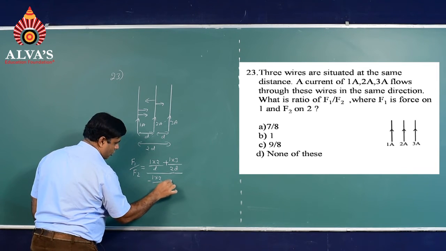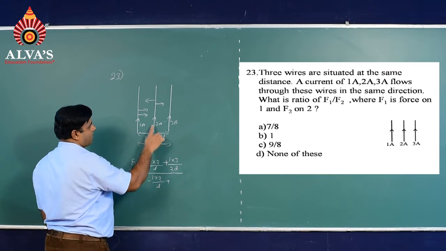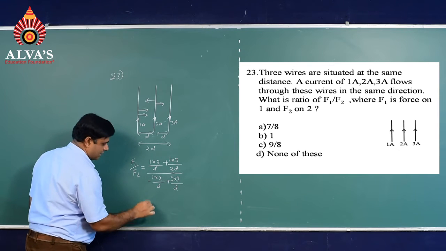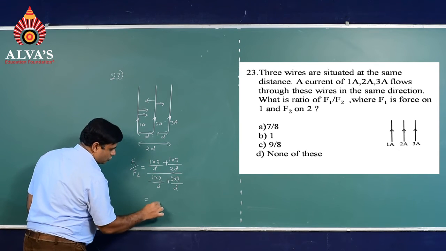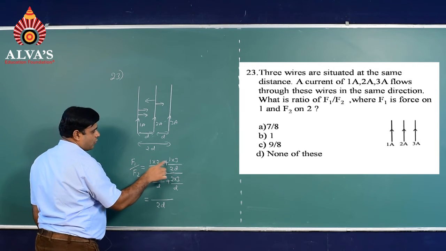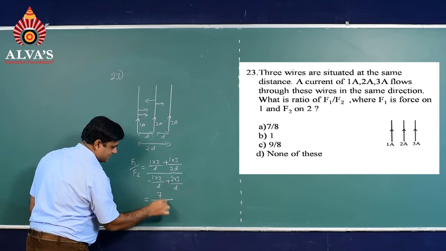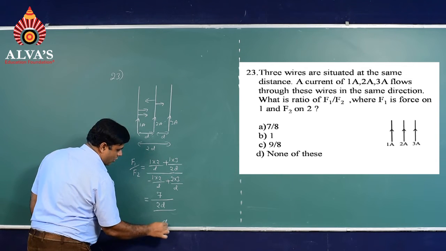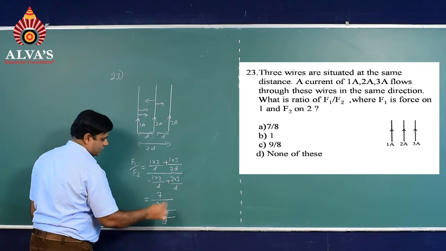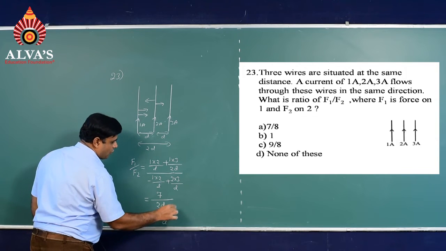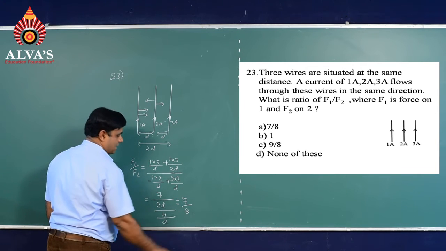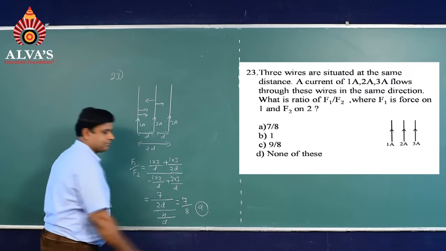larger minus smaller. So, this is smaller, plus 2 into 3 divided by distance d, which becomes 2d common denominator. Numerator is here 4, here 3, 4 plus 3 is 7 by d common denominator, 3 into 2 is 6 minus 2, 6 minus 2 is nothing but 4, which is equal to 7 divided by 8. So, the answer is A.